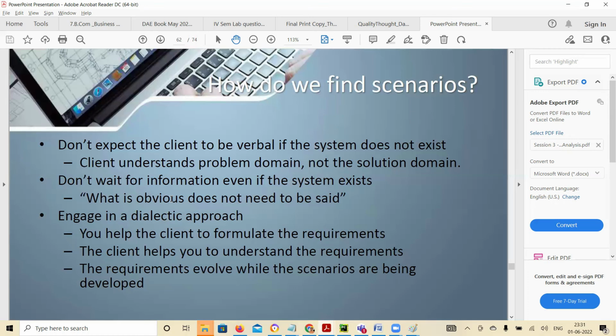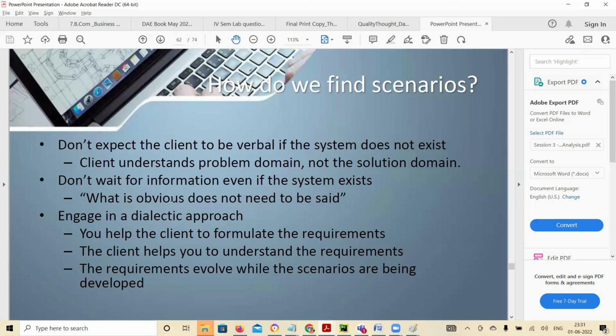So you have to understand the client and the trigger points, before they shoot a scene. And apart from that, what it says is engage in a dialectic approach. When any BA talks about the client, any client, it has to be dialectic. It should be like a question-answer session.